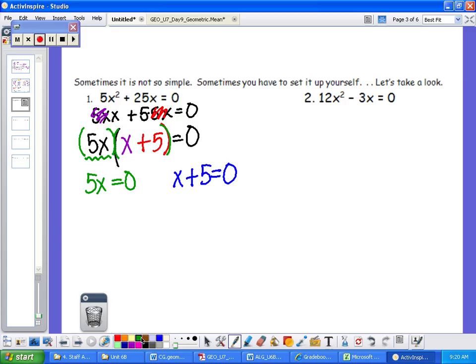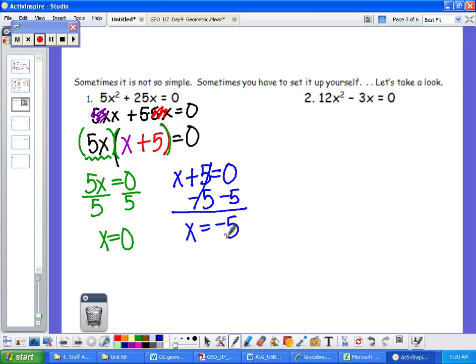So now I need to go back and solve. How do I solve the first one? I have 5x equals 0. 5x means 5 times x. I'm going to divide by 5 and divide by 5. X equals 0. How do I solve the next one? I subtract 5 and I subtract 5. Cancel out. X equals negative 5.